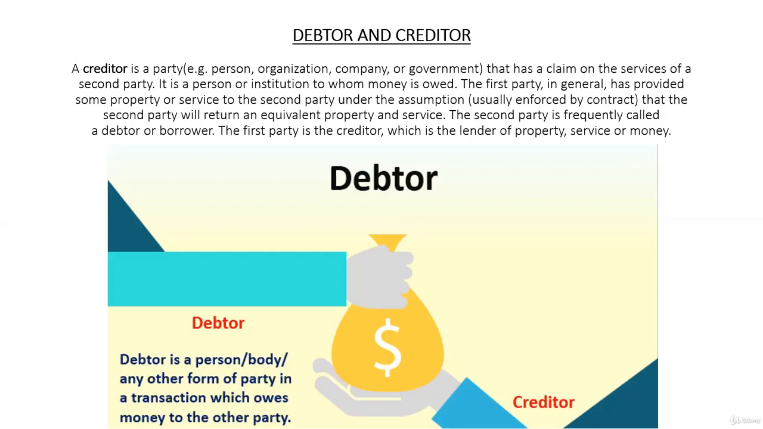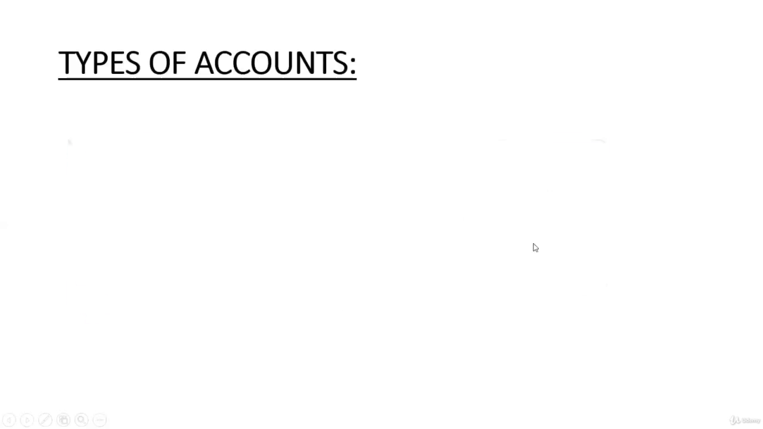So whenever I purchase on credit, my creditors will increase, and if I give a credit sale, I am allowing someone to purchase goods from me on credit, then my debtors will increase. Why? Because my cash will increase in the near future. I can take the amount from that person in the near future, so this will become my asset. Now this is about the debtors and creditors.